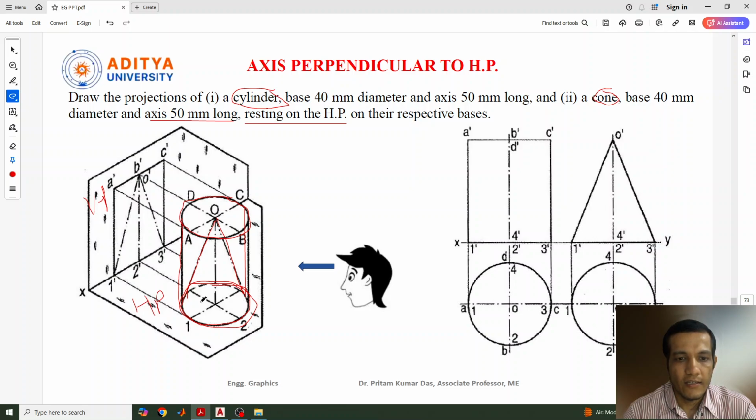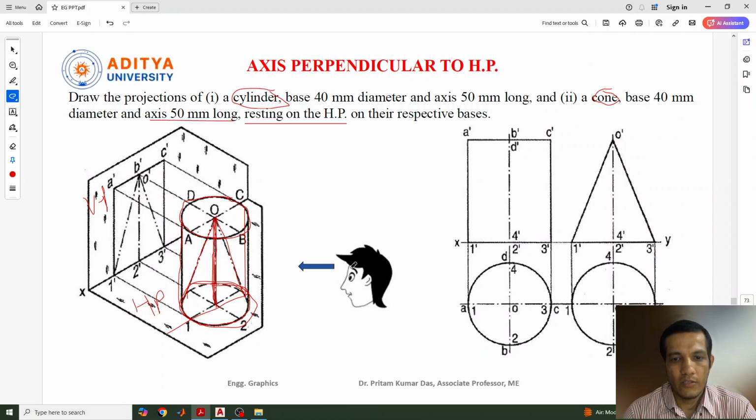Now the cylinder is resting on the HP. That means if I take the center line or axis line of this cylinder, it is perpendicular to the horizontal plane. So the axis is perpendicular to HP. Now for this situation we need to draw the front view and top view.